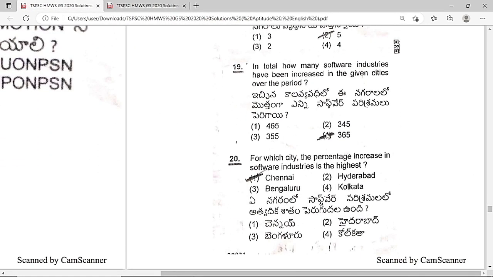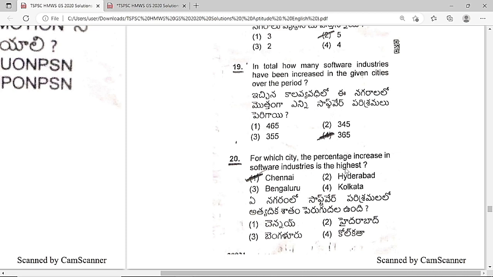So now we are going to solve the other question. See the question here. For which city is the percentage increase in the software industries the highest? So basically in this question they are asking for which city the percentage increase in the software industries is highest. So the four options, option A, Chennai is the correct solution of this question.